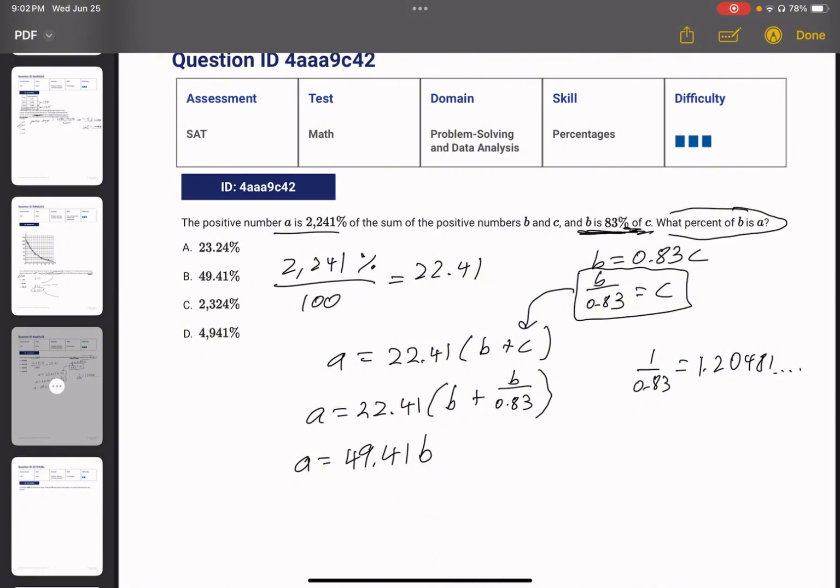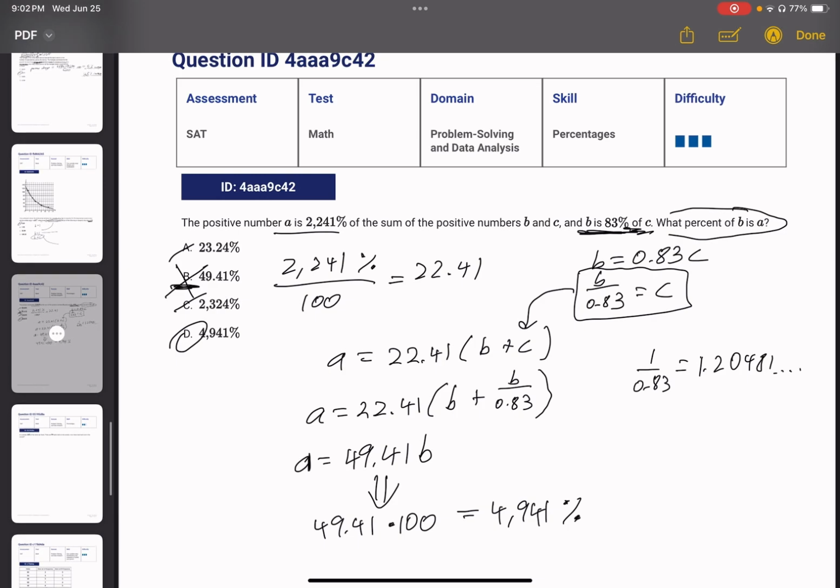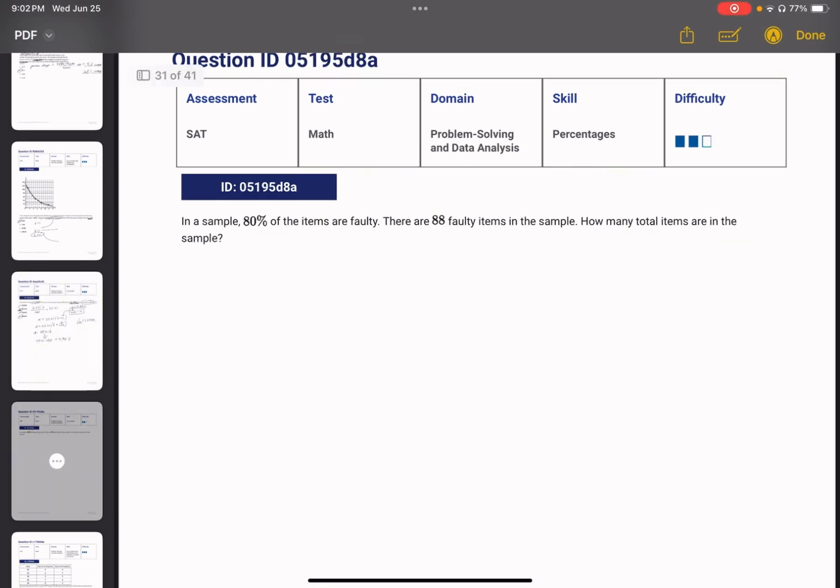49.41 B. So, looking at our answers, it's not that and it's not that. Now we're in between these two choices. 49.41 is what we have. However, that's as a decimal. And remember what we did at the beginning, where we divided by 100 to get our decimal form of the percent. So to convert back, 49.41 times 100 is going to give you your percent, which is 4,941%. So be careful with this trap answer over here, that it's not correct. So D is going to be your answer for this question. And yeah, we're going to look at the next one.